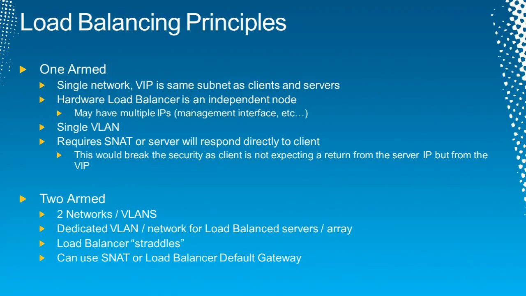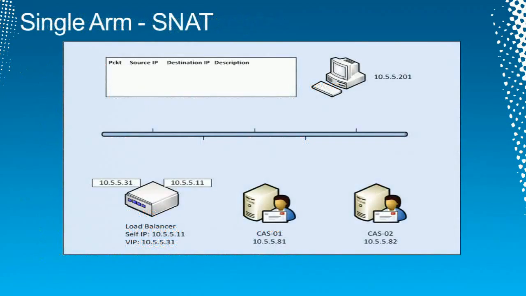Two-armed says the load balancer has an internal and an external interface. Servers associated on the internal side, clients out on the external side. The VIP, therefore, is on the external side. The server IP addresses are on the internal side, and the load balancer is therefore straddling both networks and doing that to provide client access from that VIP back to our servers. It gets a little clearer if we actually draw it out, right?